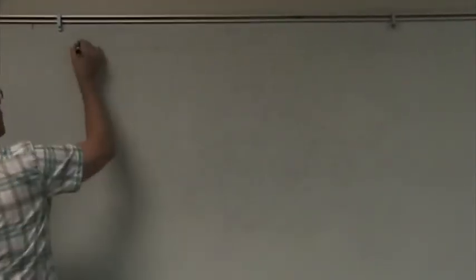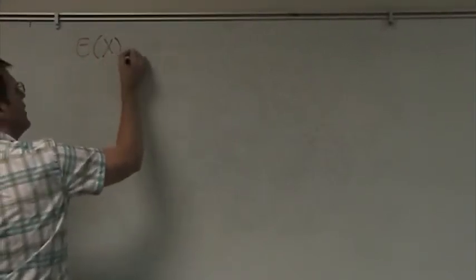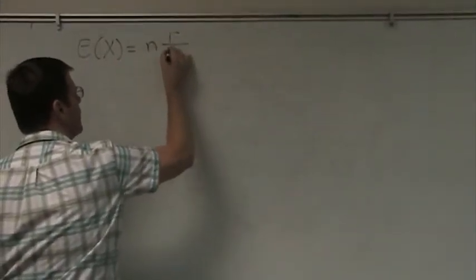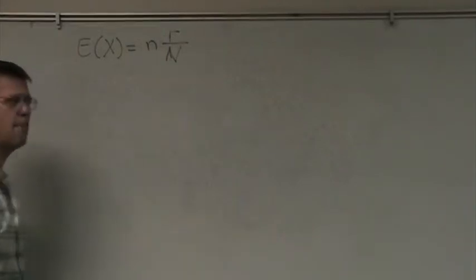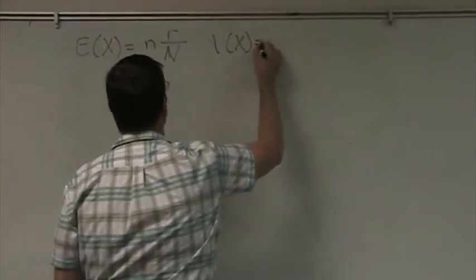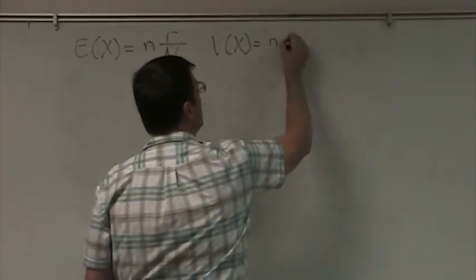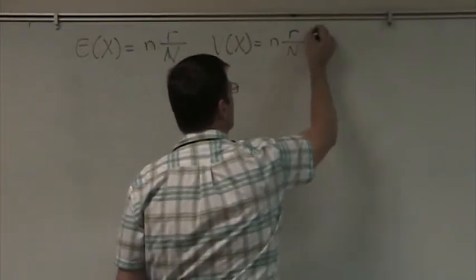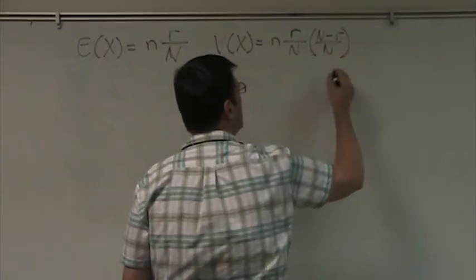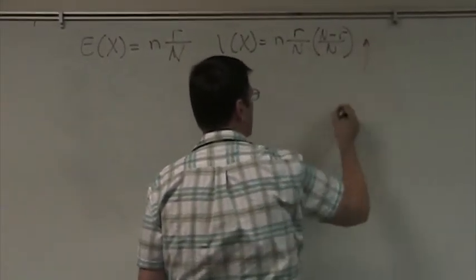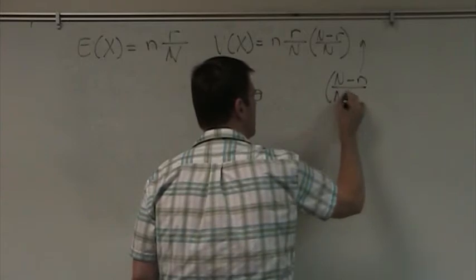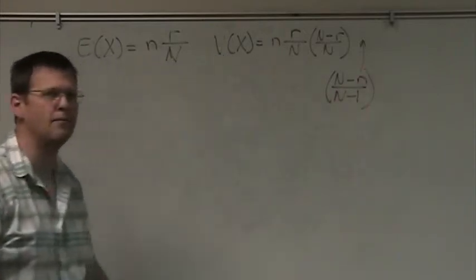But here's what we've got for the formulas. The expected value of x is equal to little n times little r divided by cap N. And the variance of x is equal to little n times r over cap N times cap N minus r, all divided by cap N, times, I'm going to draw this with an arrow so I have enough room, times cap N minus little n divided by cap N minus 1.